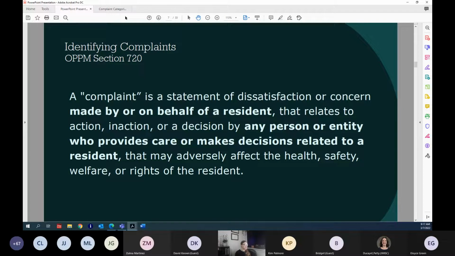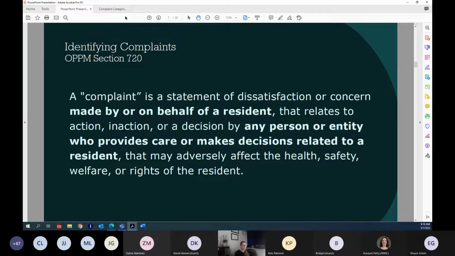So for example, a complaint doesn't have to be complex. A resident who tells you they don't like getting up so early, that's a statement of dissatisfaction made by the resident related to their well-being or rights. So that's a complaint.